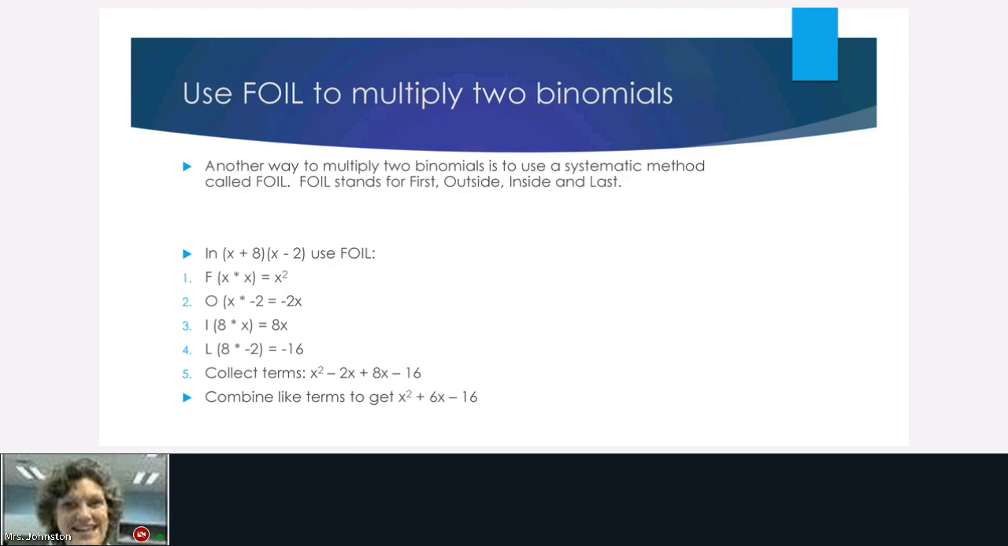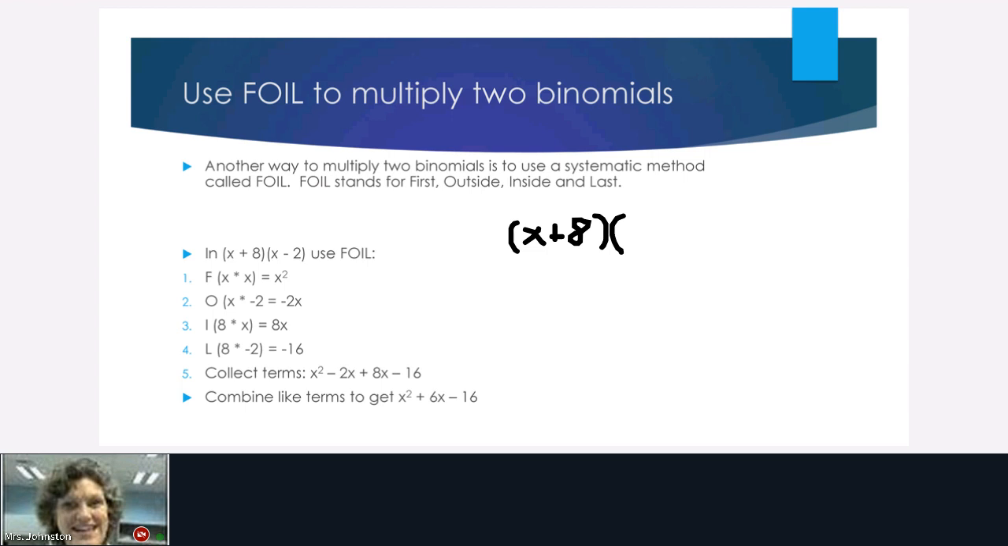FOIL is a special method that we use to multiply 2 binomials. It really isn't any different than the process that I just showed you, but because this is the most common way that we multiply, there's sort of a shortcut. FOIL stands for first, outside, inside, and last. And that has to do with the order in which we multiply the two binomials together.